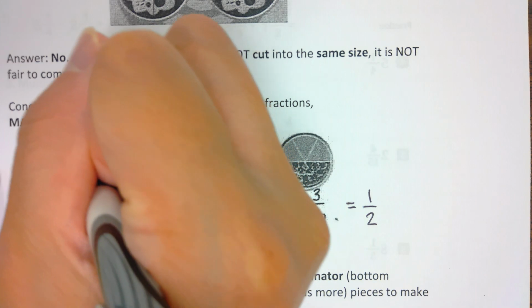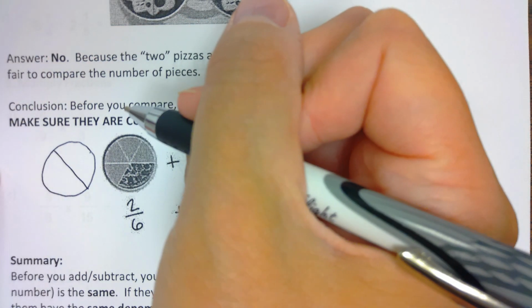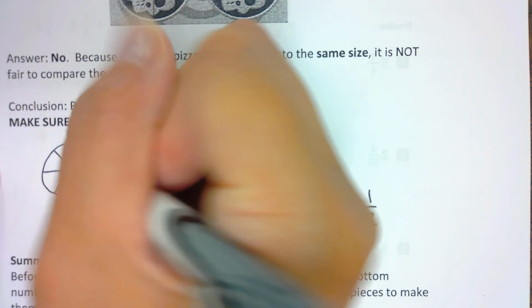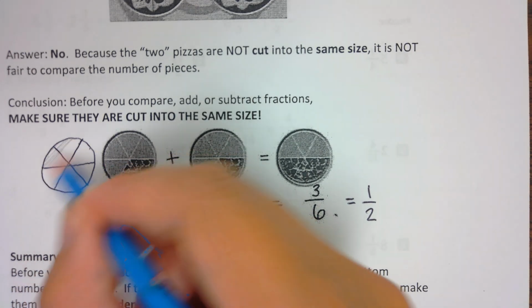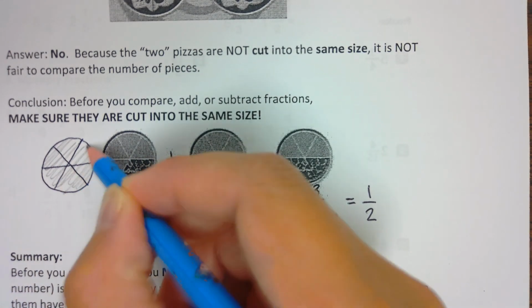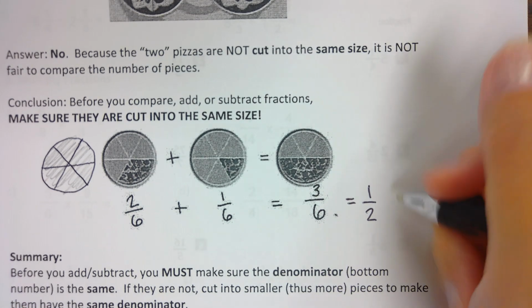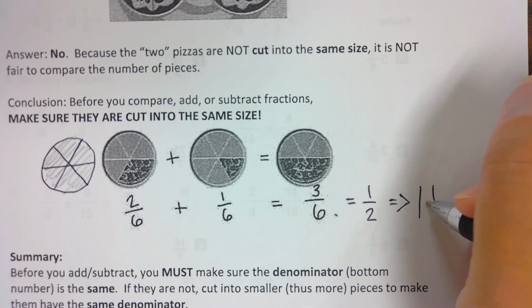Let's say I have one more full pizza right here. Oops. Okay, let's say I have one more full pizza. Oops, that didn't work. Okay, in that case, what would my final answer be? Yep. Yeah, 1 whole and 1/2.